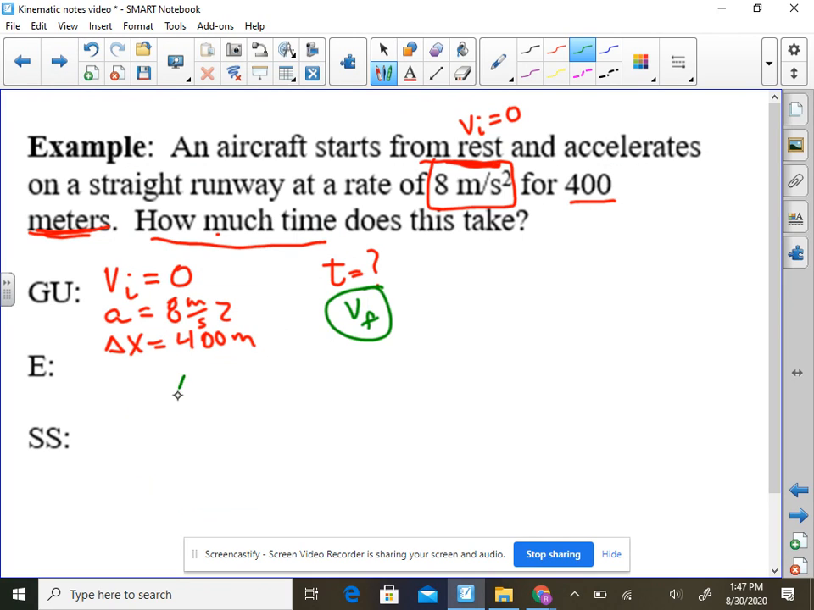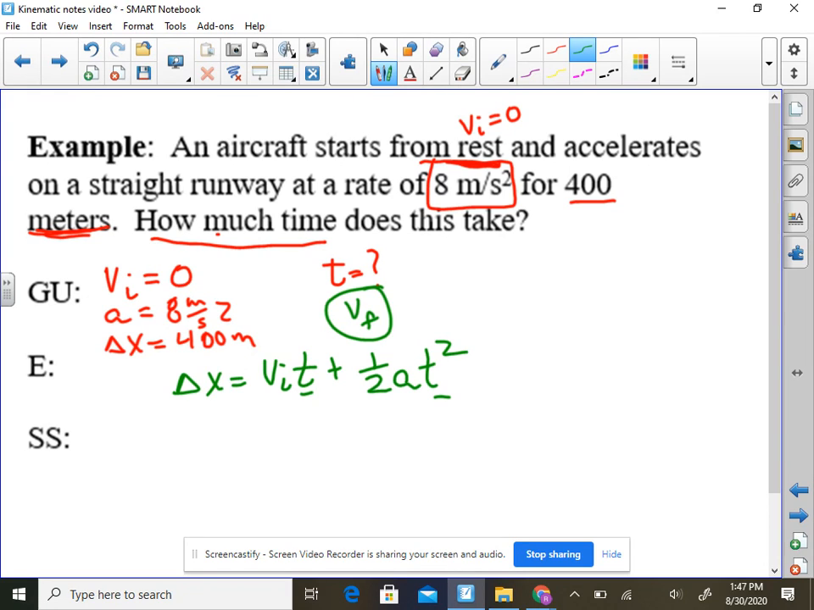So my equation is delta x equals v_i t plus 1/2 a t squared. Now I want to solve for time. If you look at this, I have time here and here, and so that's like a quadratic equation to solve for time.